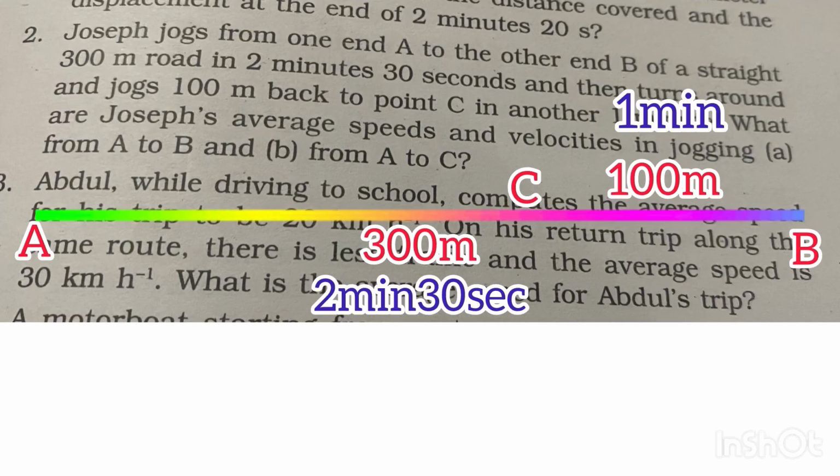Exercise question number 2. Joseph jogs from one end A to another end B of a straight 300 meter road in 2 minutes 30 seconds and turns around and jogs 100 meter back to the point C in another 1 minute. What are Joseph's average speed and velocity in jogging from A to B, and then second one is from A to C.